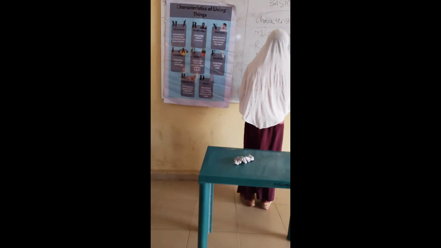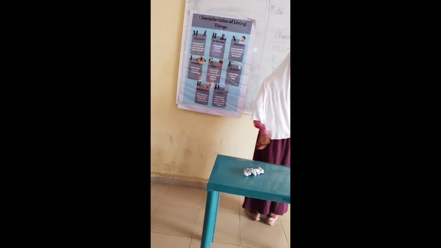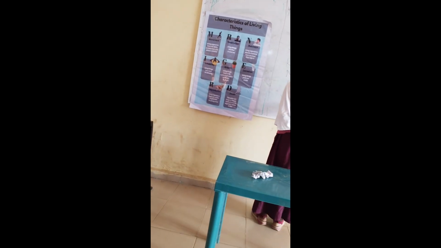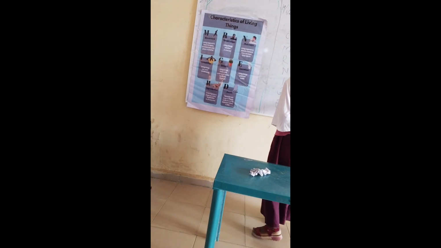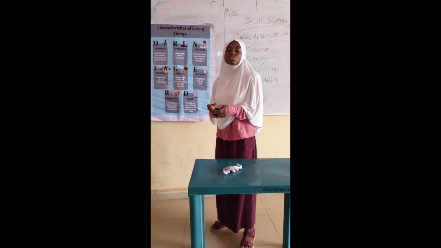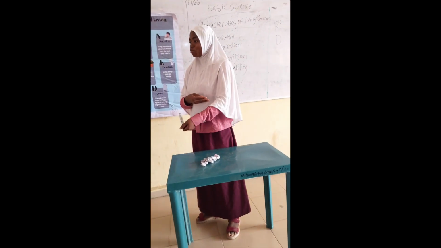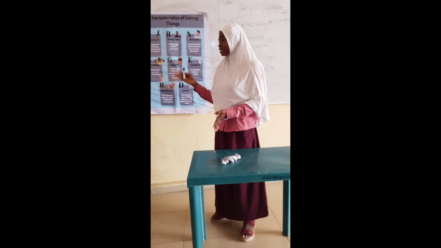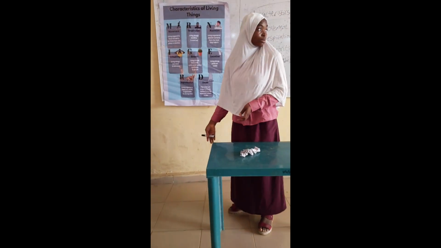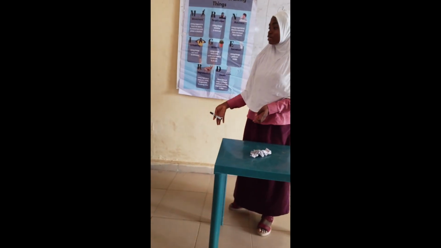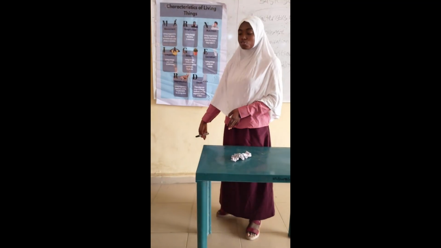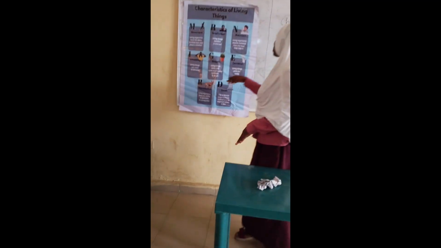The next one is irritability. Please say it. Irritability. Living things can react to stimuli. If someone is drinking something bad, you must react: why are you drinking it? Even plants, if they sense helpful substances in the soil, they will react to it. So, living things can react to stimuli.